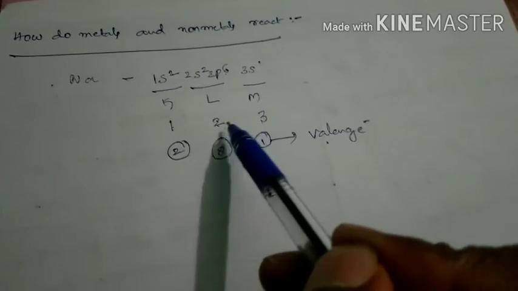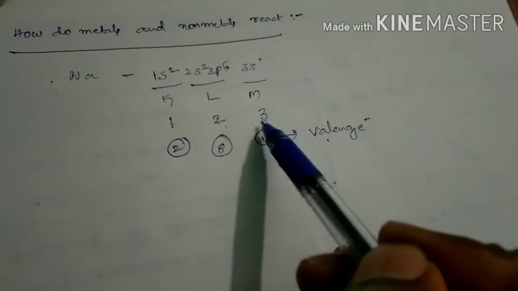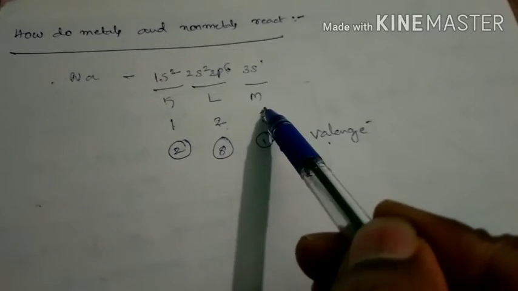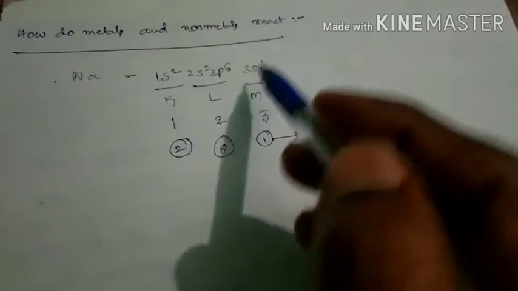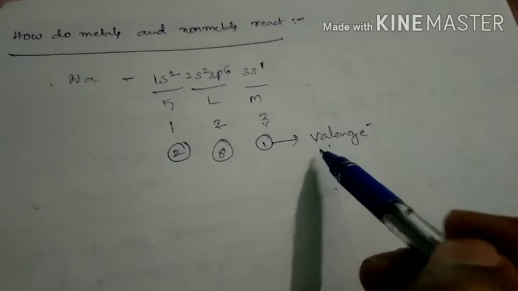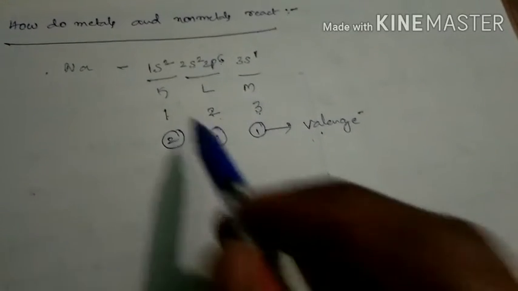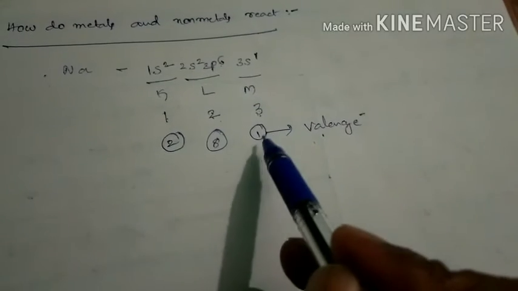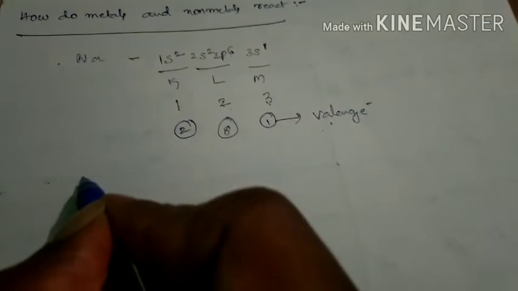So in this case, sodium contains 3 shells: first shell, second shell, third shell. Automatically this would be the valency shell, that means the ultimate shell. This ultimate shell contains only 1 electron, that is the valency electron. So how many valence electrons are present in a sodium atom? Only 1 valency electron. Next, one more point.